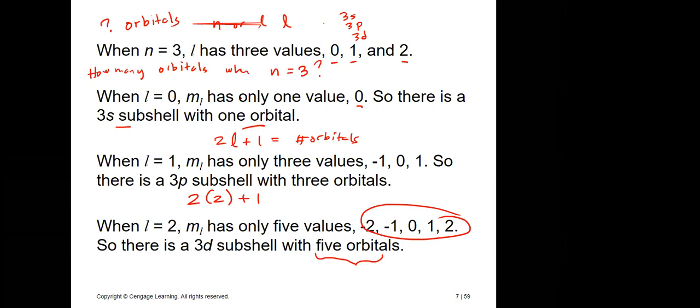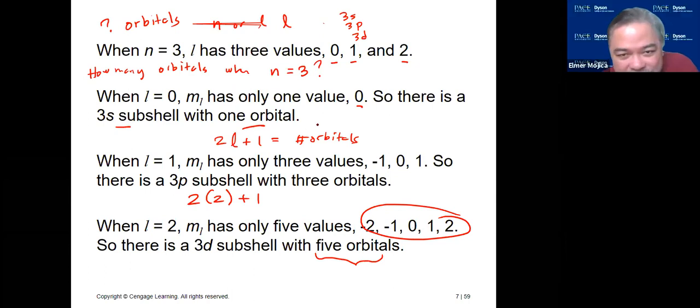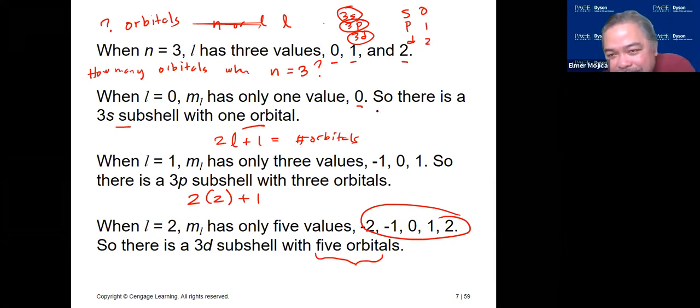How are we going to look at this? So we have to look at the subshell. So I have a 3s, a 3p, and a d. So an s, p, and d, or a 0, 1, and a 2, right? So a 0 has 1 orbital, a 1 has 3 orbitals, a 2 has 5 orbitals. So when you add all of them, you have 9 orbitals.